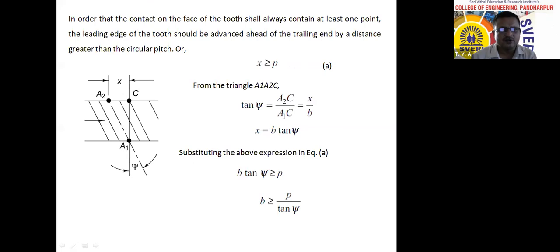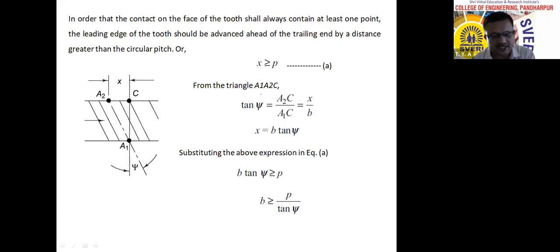Therefore, in order that the contact on the face of the tooth shall always contain at least 1 point, the leading edge of the tooth should be advanced ahead of the trailing end by a distance greater than the circular pitch. This X is known as the circular pitch. Therefore, X is greater than or equal to P, equation A.